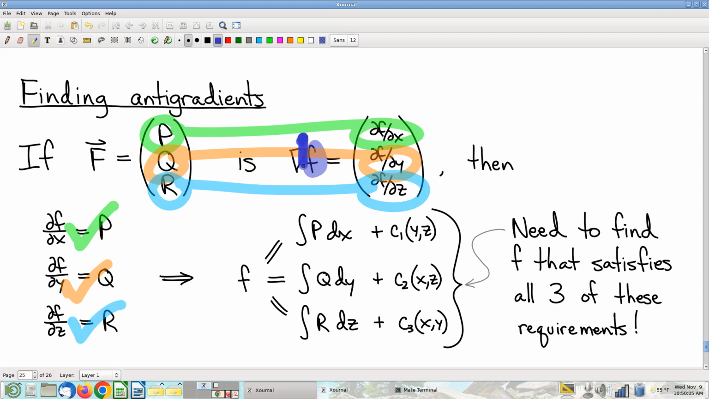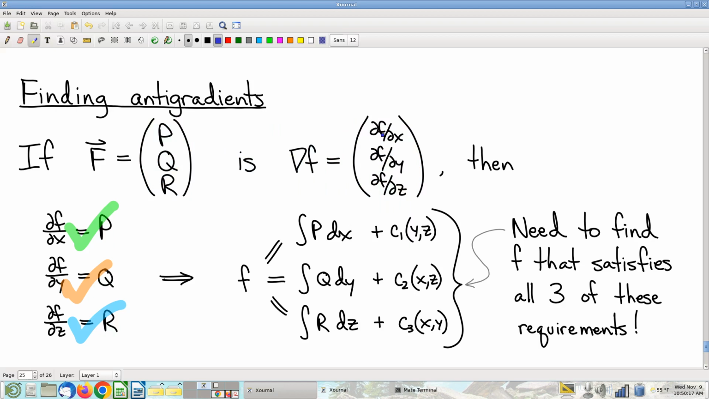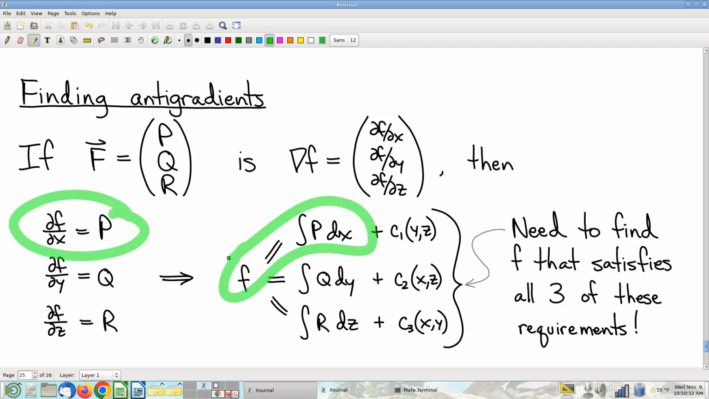I need to know that there is a function f that makes these two vectors the same, aka I need a function f that makes these three equations true. And now I'm going to look at these three equations and point out that I can rewrite each one of them. So for example, saying that P is the x partial of f, well, that's synonymous with saying that f is the x antipartial of P. Same statement. Is that cool?